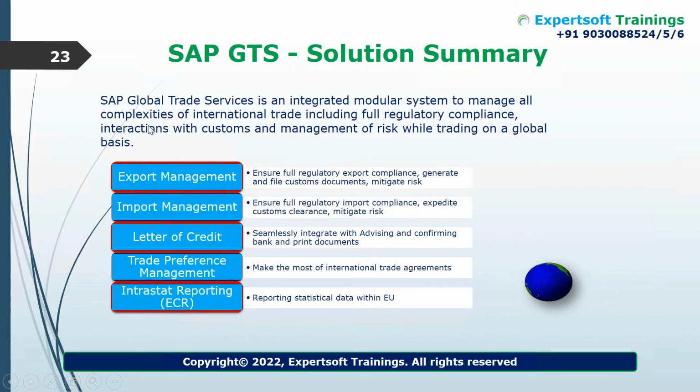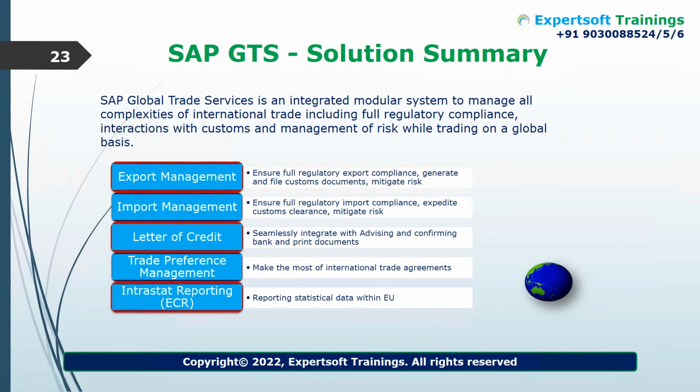So GTS solution summary, as we saw previously as well: export management, import management, LC, TPM, trade preference management, and intrastat reporting. On the whole, these are the important modules. There's one more module called restitution. It is for export refunds, which is not extensively used, so we don't have it on our radar as of now. I've not even seen one project in my 3 years for restitution.